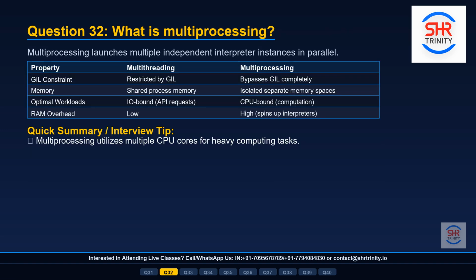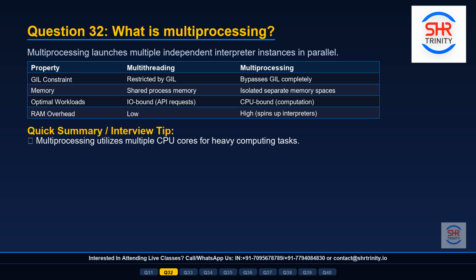Question 32. What is multiprocessing and how is it different? Look at the comparison table carefully. While multithreading is constrained by the GIL to a single core, multiprocessing completely bypasses the GIL by spawning separate, independent Python interpreter processes. Each process has its own private memory space and its own GIL.